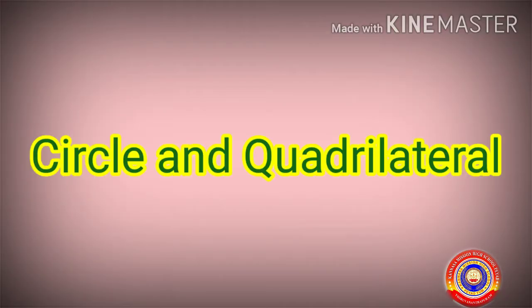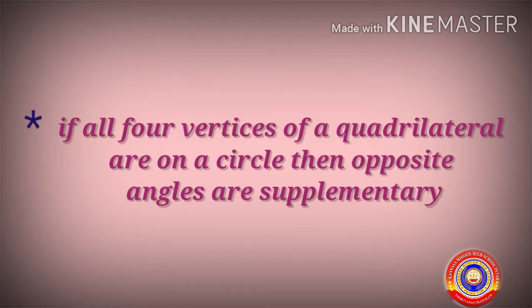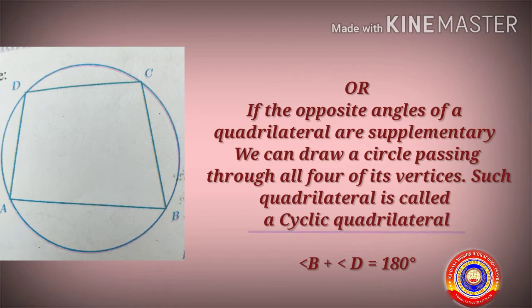Today, I am going to discuss circle and quadrilateral. If all four vertices of a quadrilateral are on a circle, then opposite angles are supplementary. Or we can say that if the opposite angles of a quadrilateral are supplementary, we can draw a circle passing through all four of its vertices. Such a quadrilateral is called a cyclic quadrilateral.